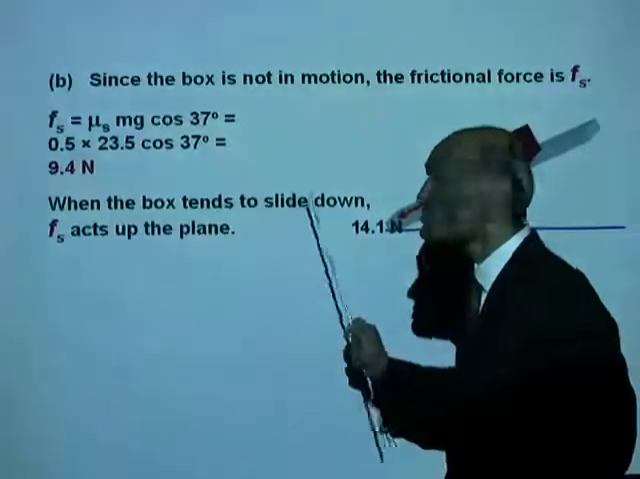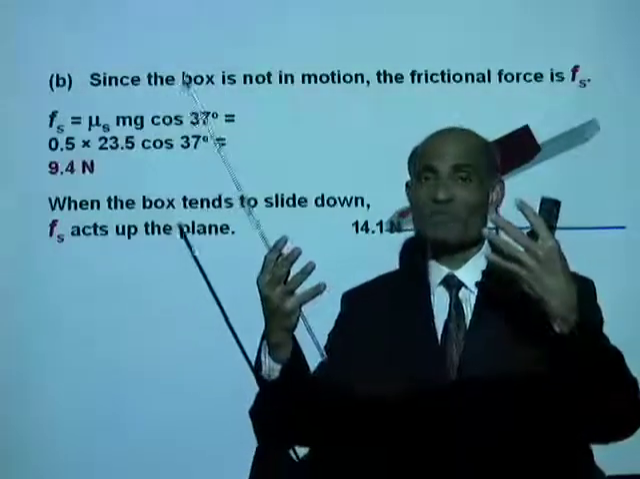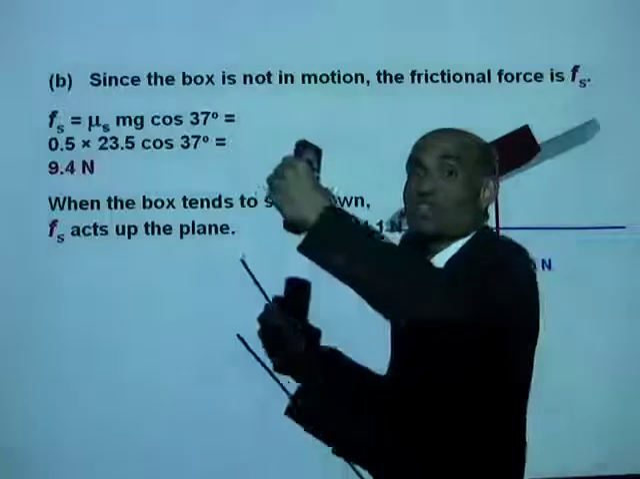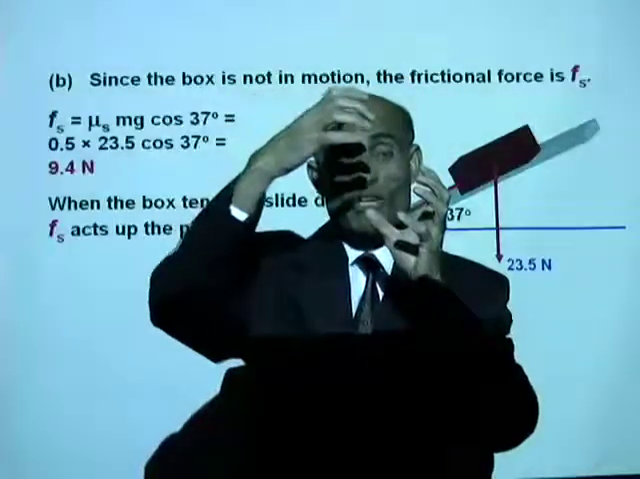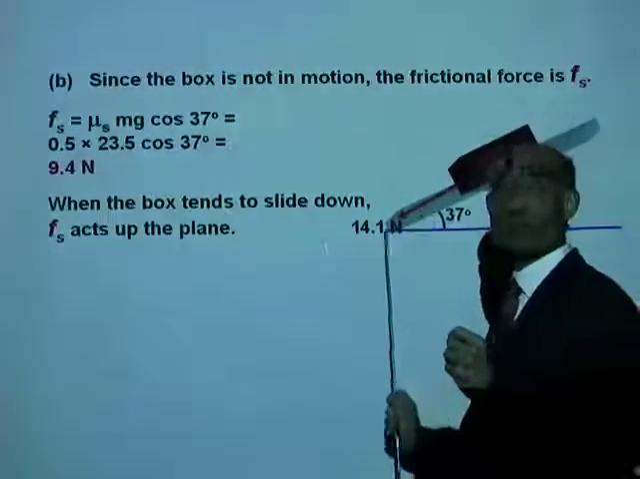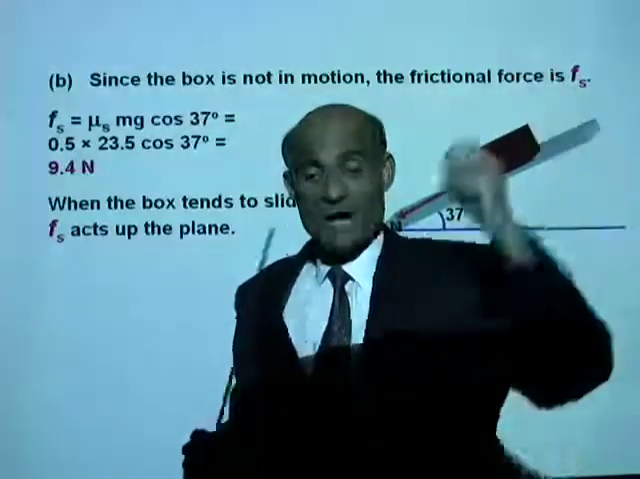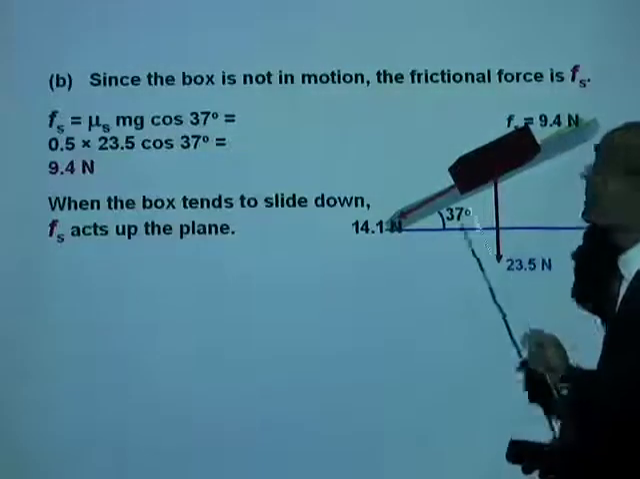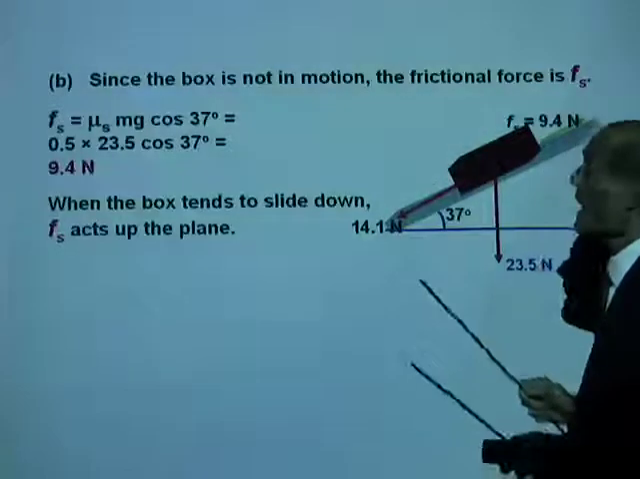When the box tends to slide down, I know many of you have problem understanding this concept. I have seen it in my class before. When the box tends to slide down, the force of static friction is acting up the plane. Is that right? When you place the box on the inclined plane, the box wants to slide down under this force, 14.1 Newton. And the friction is going to prevent it. So the friction is going to act up the plane. Now, so we have a frictional force, force of static friction, that is 9.4 Newton acting up the plane.